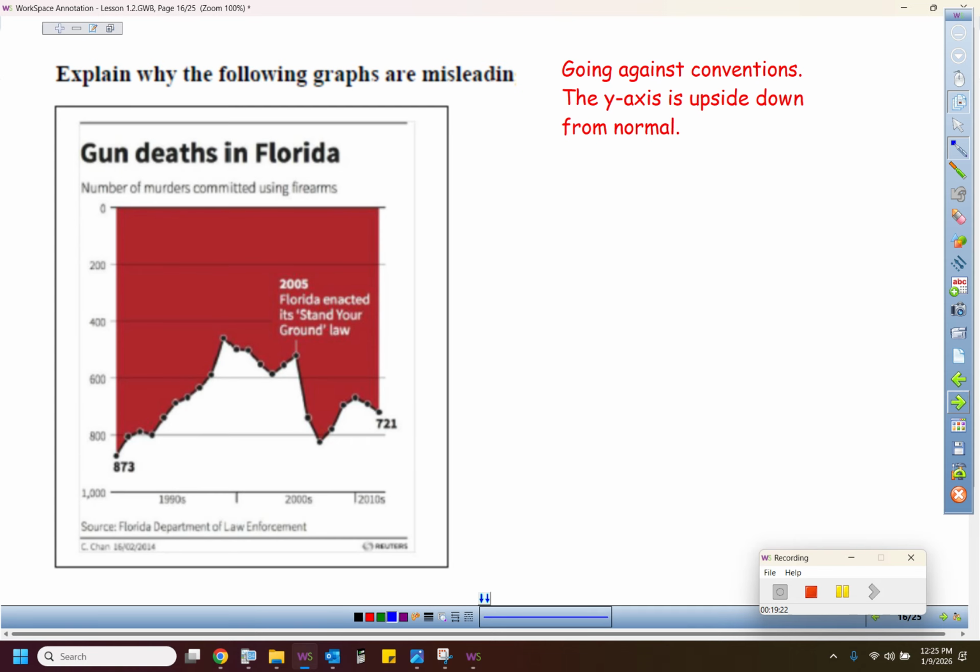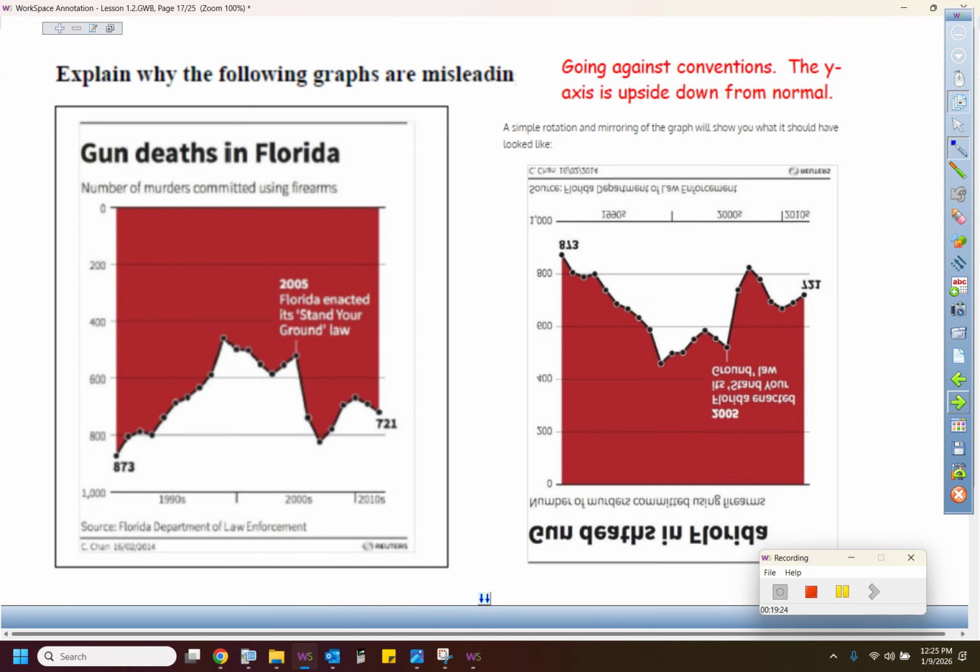So let's try this guy right here. This is what it would look like if they turned it around. Sorry, everything's backwards, but when I flip it over, it should start at 0 and go up to 1,000, and you see the data better that way. But it's kind of weird because all the words are backwards.